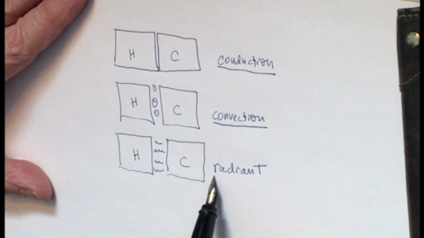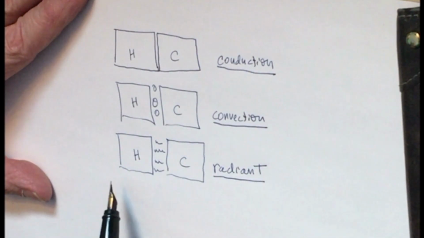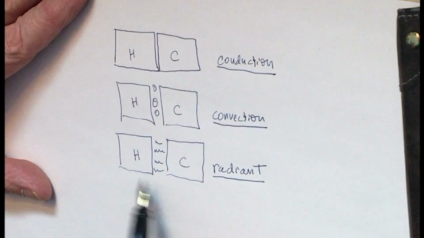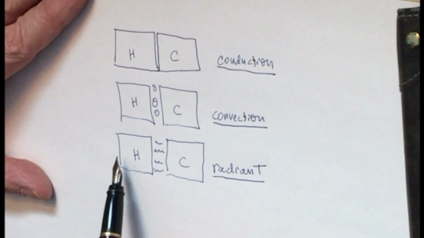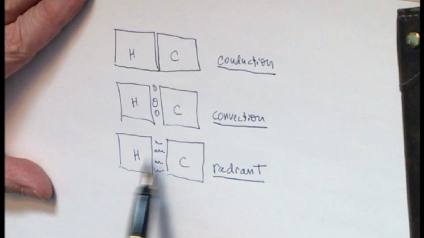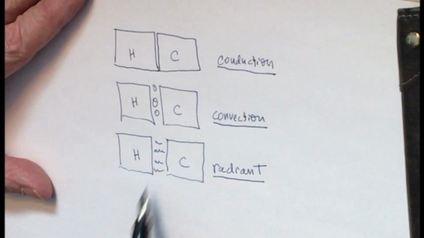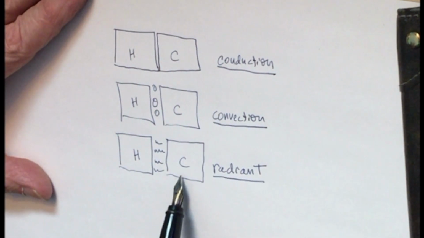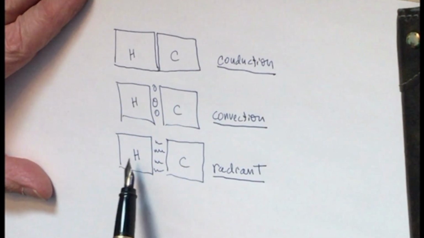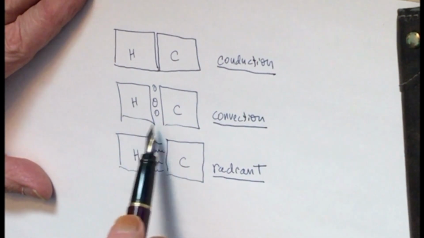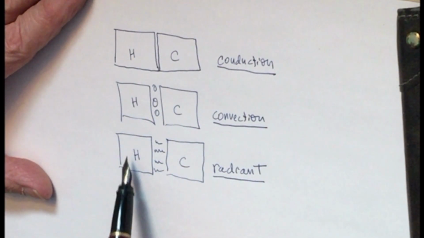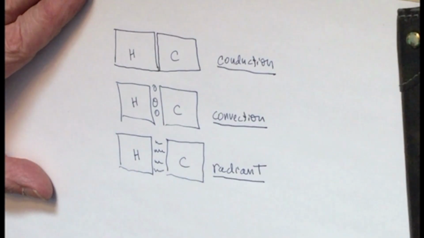A third way is through radiant heat. A good example of that is the sun. You have the hot sun and the cold earth, and heat is transferred from the hot sun to the cold earth by means of electromagnetic radiation. An example of this would be an infrared heat lamp. The food is not touching the lamp itself, and the lamp isn't so much raising the temperature of the air, but the infrared radiation coming off that hot lamp is heating up the cold food.